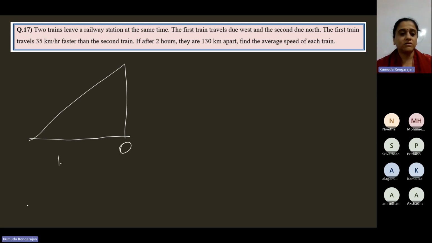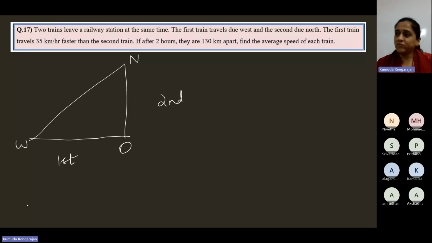Station. This is the first train which goes towards west. Second train which goes towards north. How long do they travel? 2 hours. They travel for 2 hours.